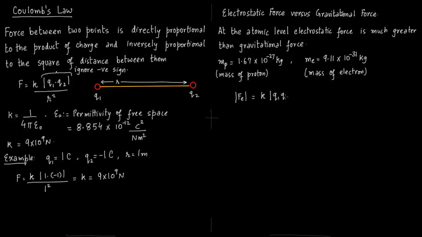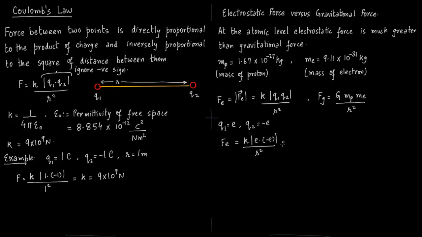Now the electric force is given as K times the absolute value of Q1 Q2 divided by R square, the magnitude of the force, and the gravitational force is given as the gravitational constant times the mass of the proton times the mass of the electron divided by R square again, where R is the distance between the proton and the electron. The charge on the proton Q1 is just E, and the charge on the electron is minus E. So you plug in the values of Q1 and Q2, and the electric force is K E square over R square.